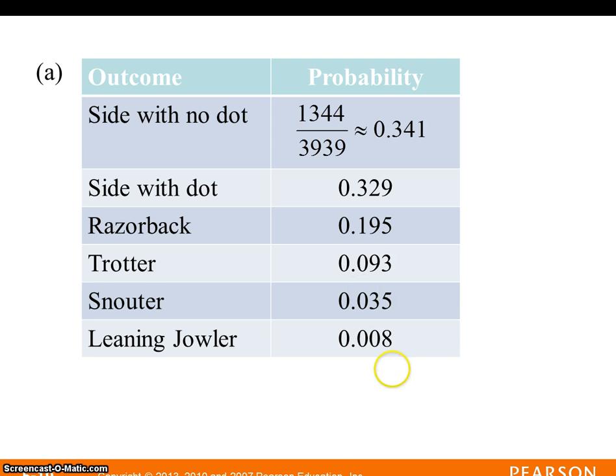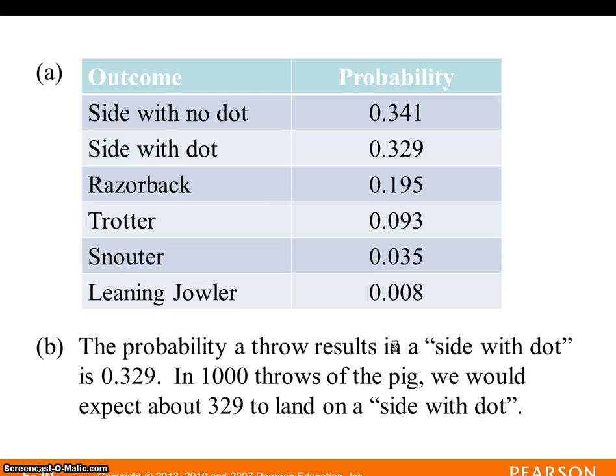If you look at this, for the leaning jowler, this is less than 5%, so that would be considered an unusual event. I think leaning jowler is when it lands on one leg and then its cheek. Again, if you haven't played this game, you may not know what this looks like, but look up Pass the Pigs, and you'll see how this works.